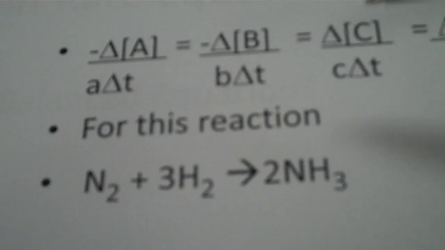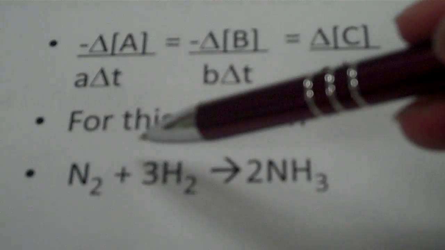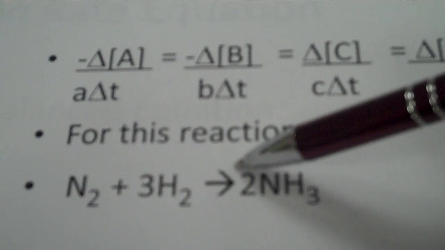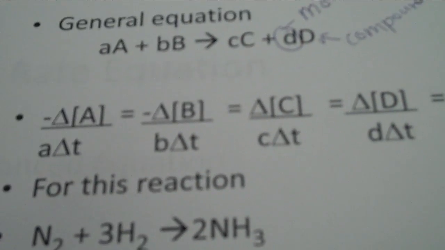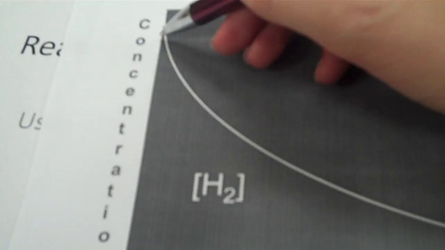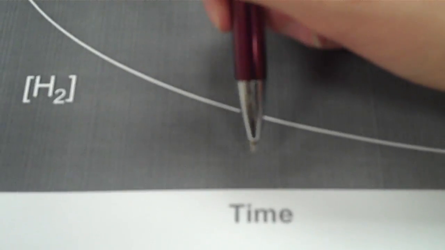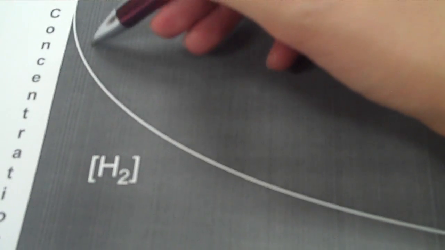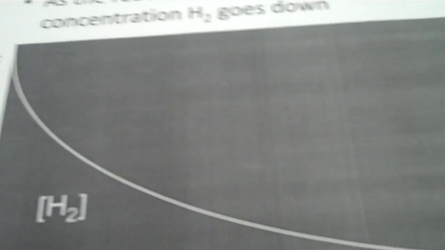So let's go ahead and look at this reaction. We have N2 plus 3H2 reacts to make 2NH3. Let's go ahead and tell you more information on this before we get started. As the reaction progresses, the concentration of H2 goes down. Here's our chart. We're going to have concentration on this side, time on the bottom, and then you can see the concentration of H2 slowly goes down. And it is a curved line, not a linear line.